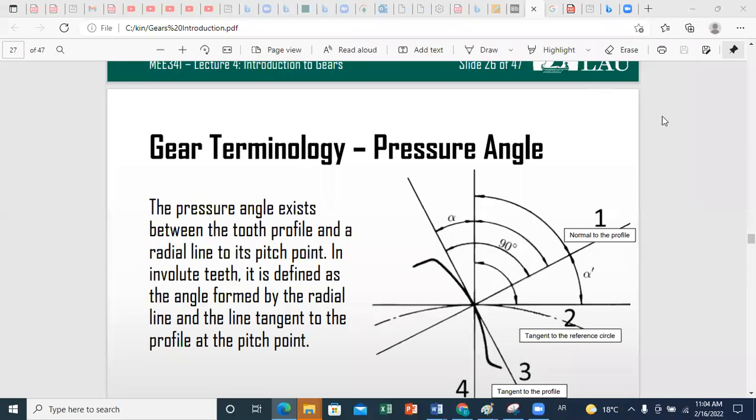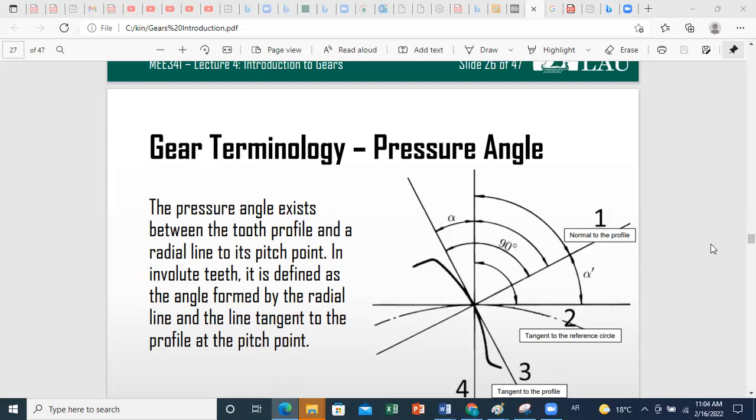So we will continue today with the chapter on gears introduction. We'll define a very important parameter now, which is the pressure angle. The pressure angle is defined as the angle between the tooth profile and the radial line to its pitch point. In involute teeth, it is defined as the angle formed by the radial line and the line that is tangent to the profile at the pitch point.